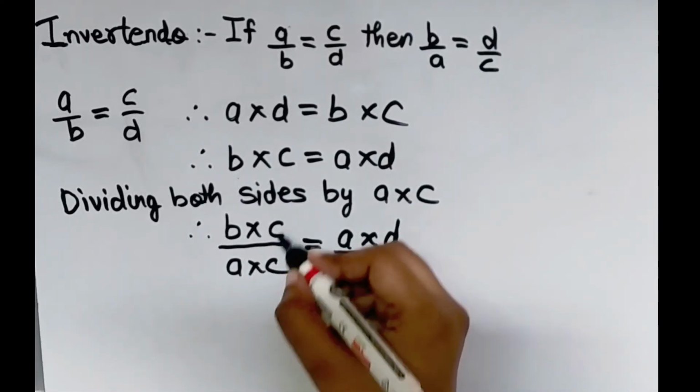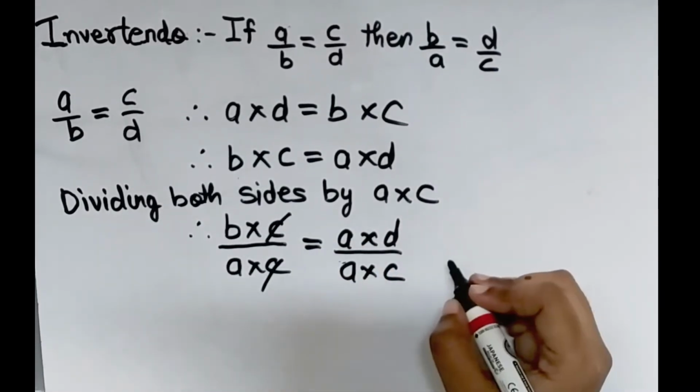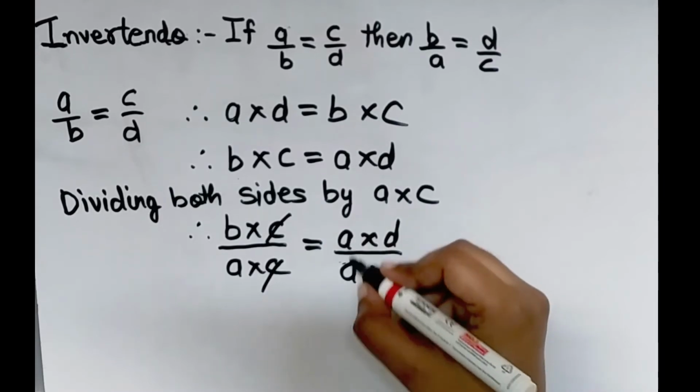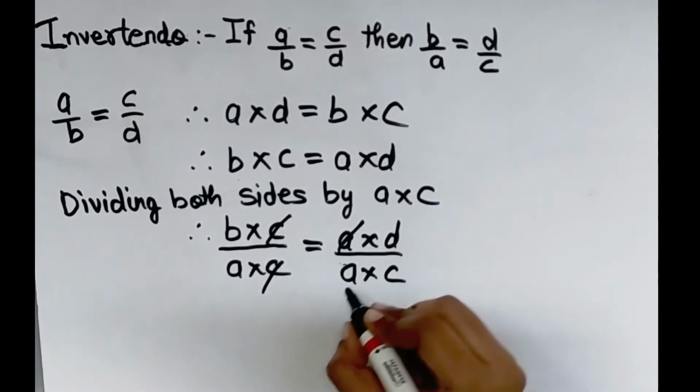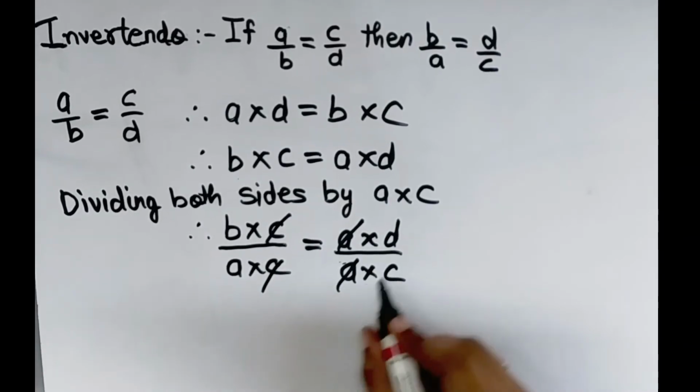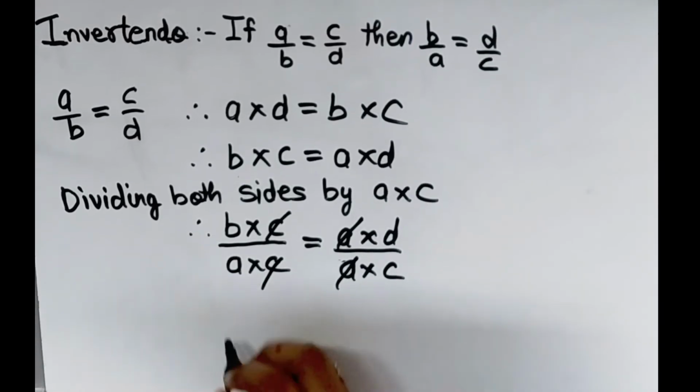Now see, we can cancel C from this side. This C and this C we can cancel, and here A you can cancel, from numerator and denominator. This A and this A you can cancel. Here multiplication sign is there, so you can just cancel it, from numerator and denominator.